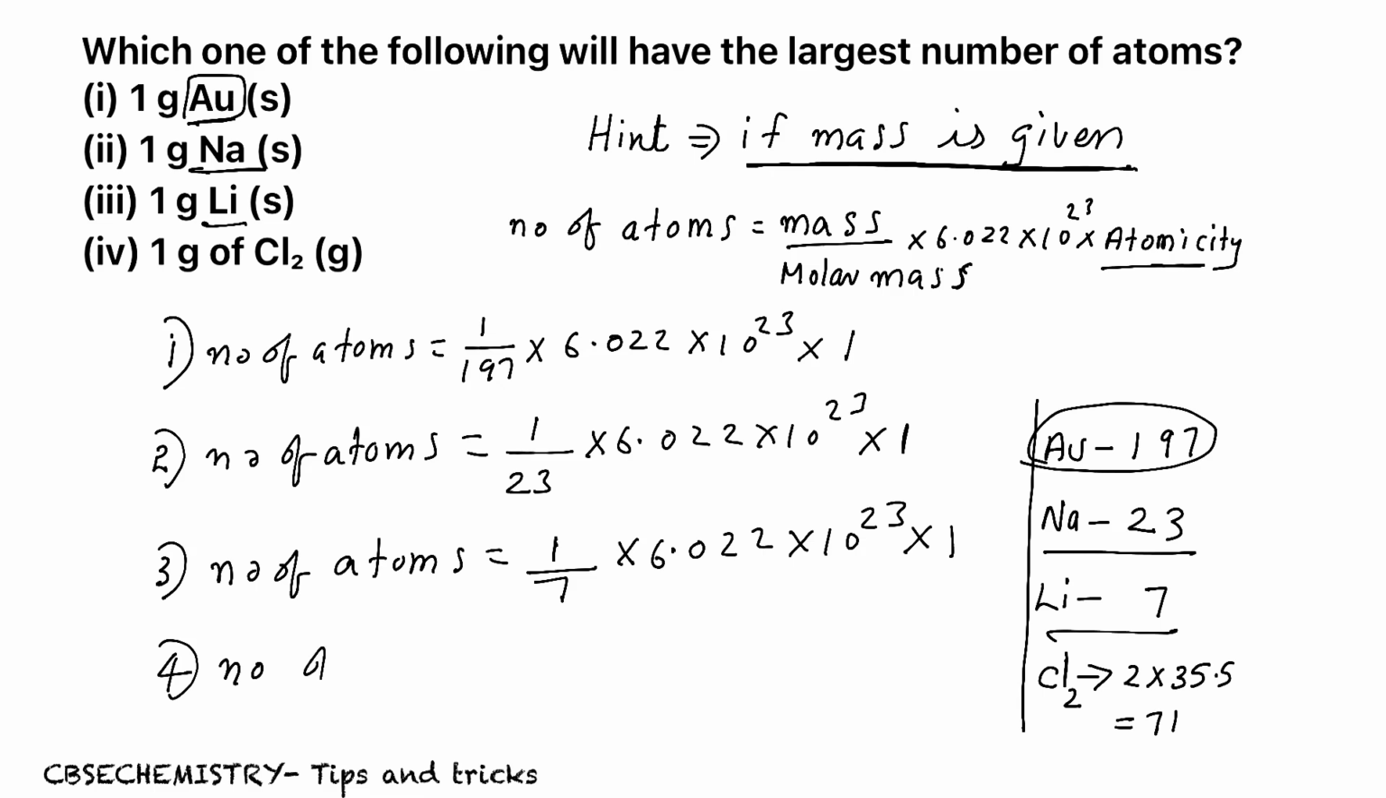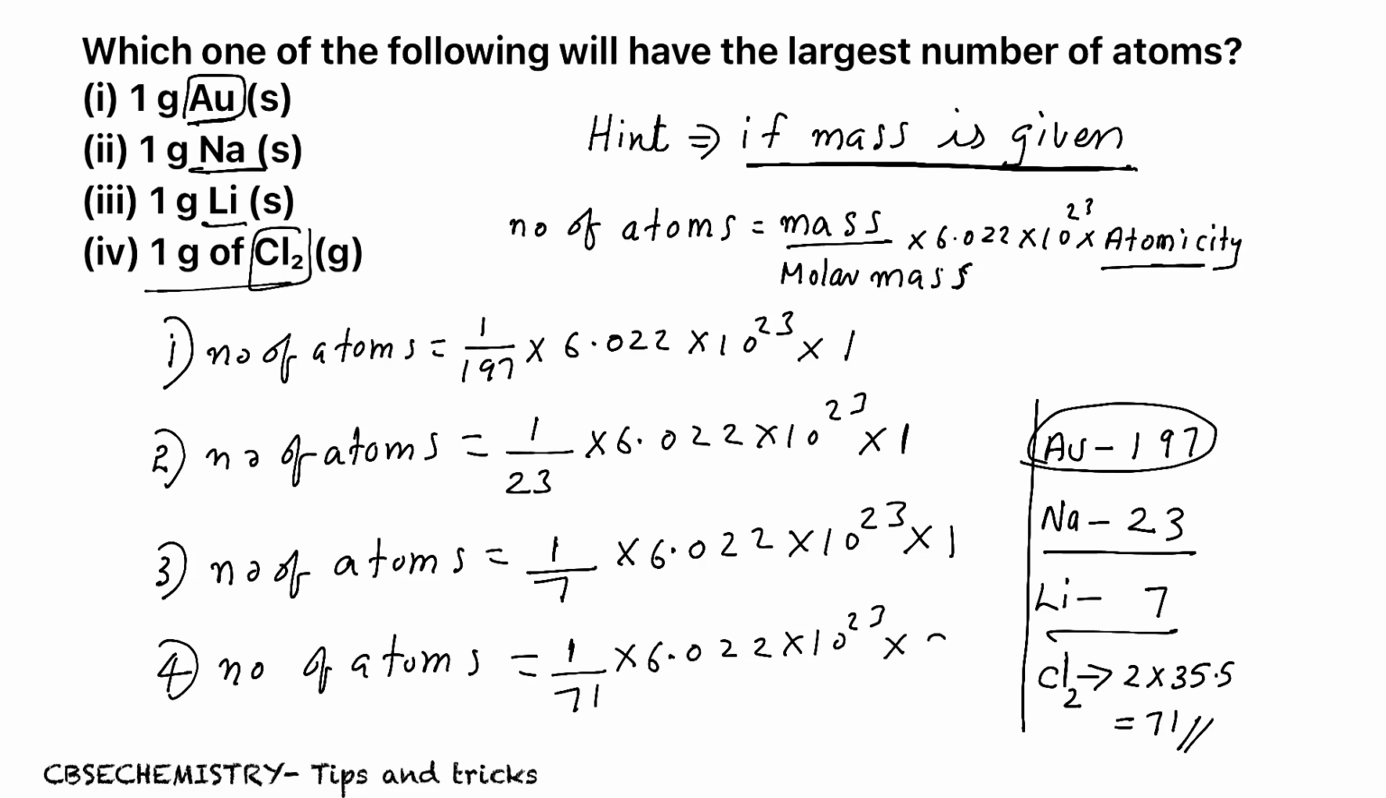Now last one is chlorine. Number of atoms is equal to mass 1 by molar mass. It is a molecule, not an atom, so 2 chlorine atoms are there. So 2 into 35.5, that is 71, so 1 by 71. Mass by molar mass into Avogadro number into atomicity. 2 atoms form 1 molecule, so into 2. That you can write like 2 by 71 into 6.022 into 10 raised to 23.